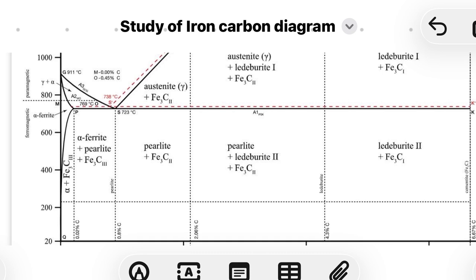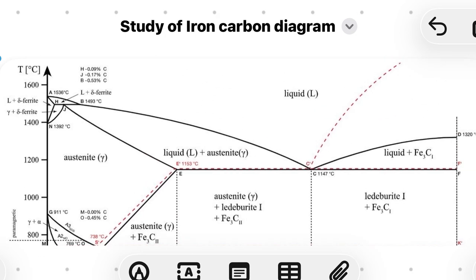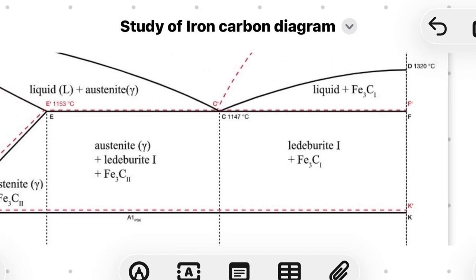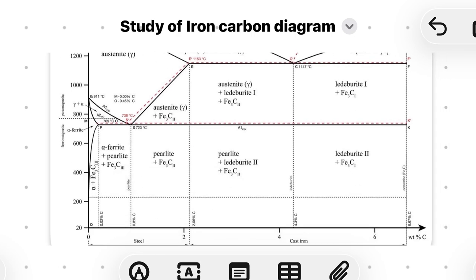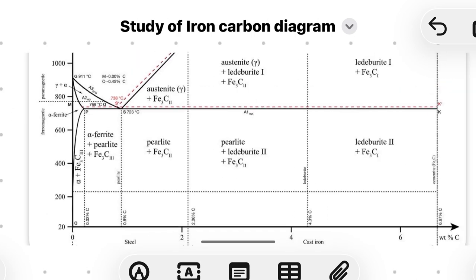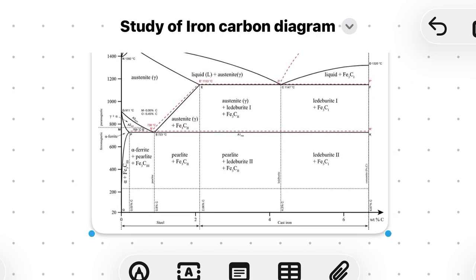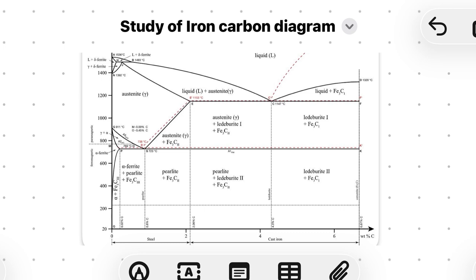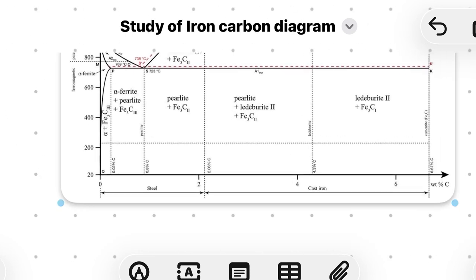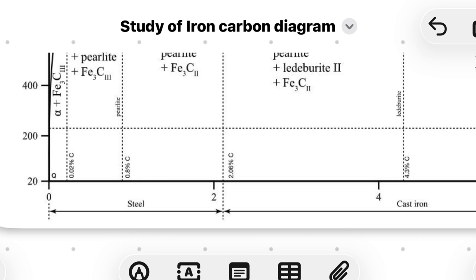On the left side you can see degrees centigrade, and on the right side of the iron carbon diagram it shows degrees Fahrenheit. So the iron carbon diagram basically shows the phase transformation variation according to temperature and the iron carbon percentage. If the carbon is 0 to 2%, then it is called steel, and above 2% carbon, that's called cast iron.